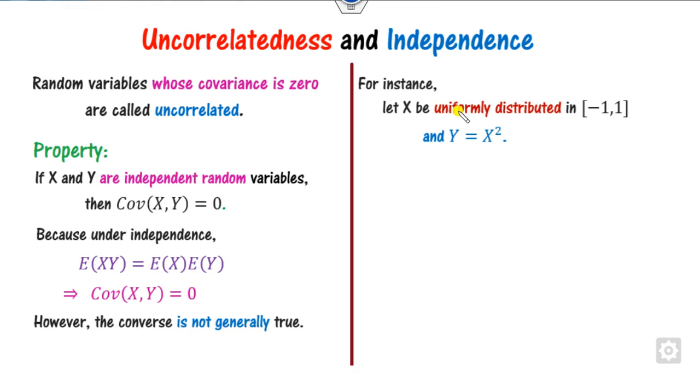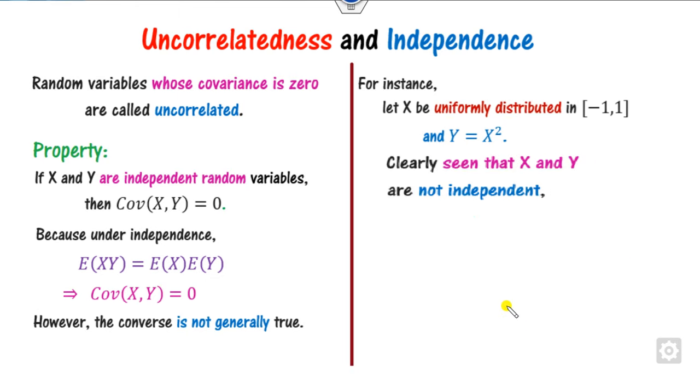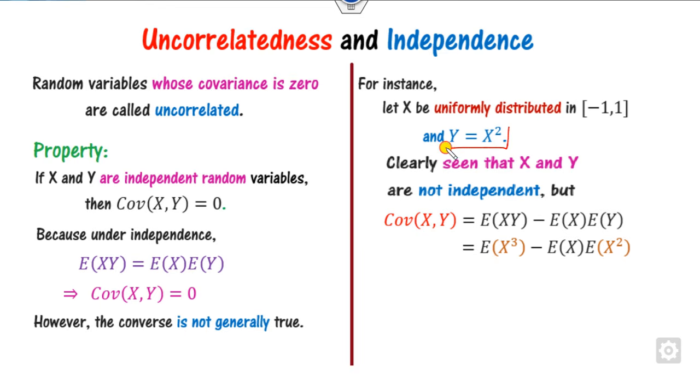Consider another example, where x is uniformly distributed. What is the PDF of the uniform distribution? It is 1/2 whenever x lies between -1 and 1, and 0 otherwise. Can you find the expected value of x? You can easily find it: the integral from -1 to 1 of x f(x). The 1/2 comes outside. That's an odd function, so the integral of the odd function is 0.